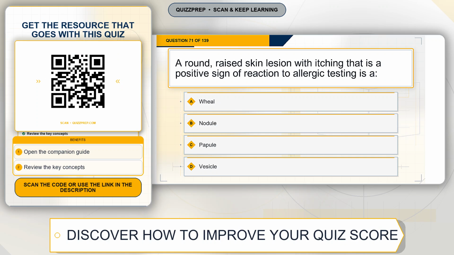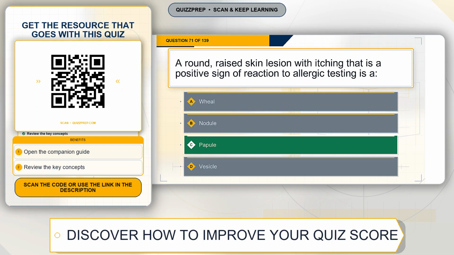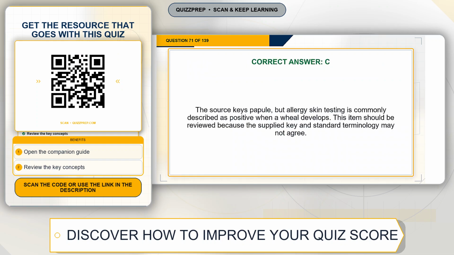Question 71. A round, raised skin lesion with itching that is a positive sign of reaction to allergic testing is: Option A, wheal. Option B, nodule. Option C, papule. Option D, vesicle. The correct answer is option C, papule. Explanation. The source keys papule, but allergy skin testing is commonly described as positive when a wheal develops. This item should be reviewed because the supplied key and standard terminology may not agree.